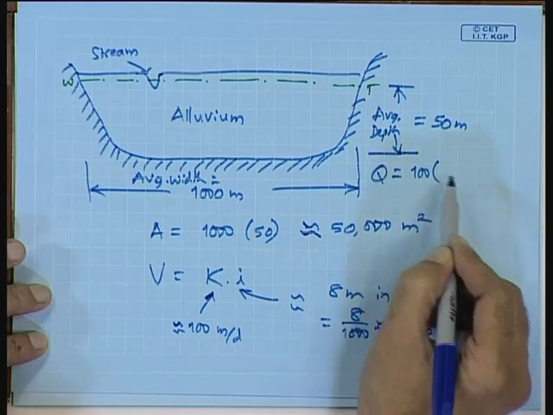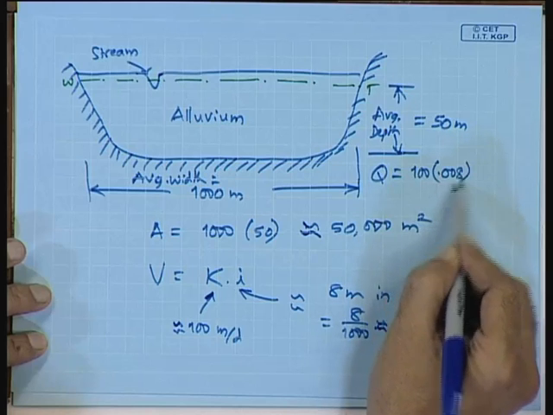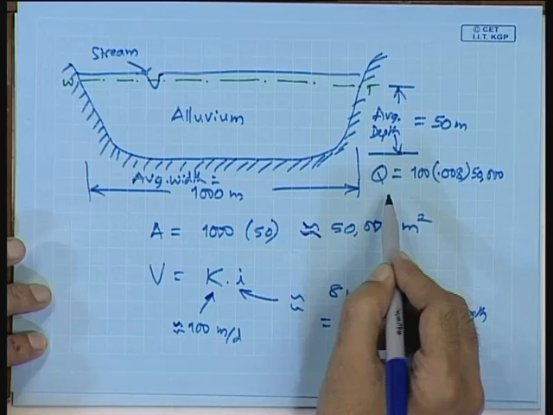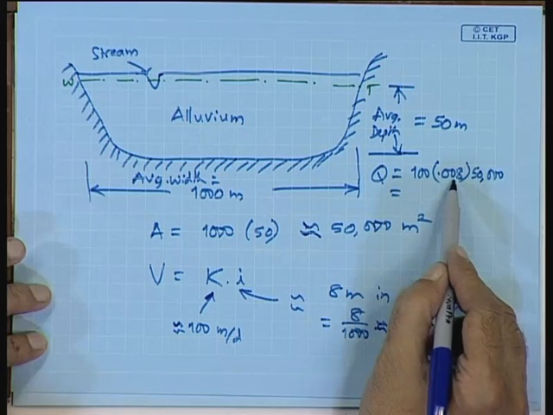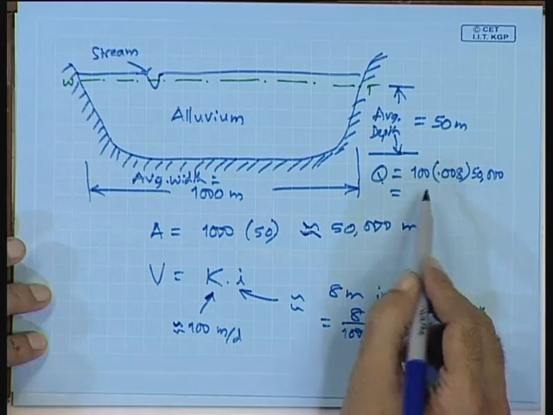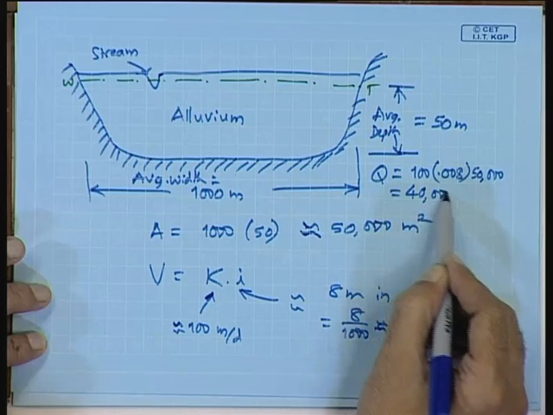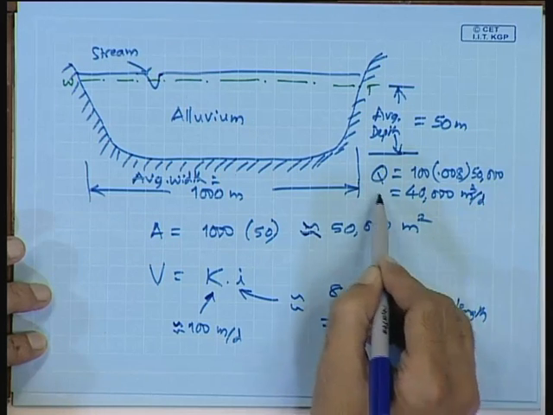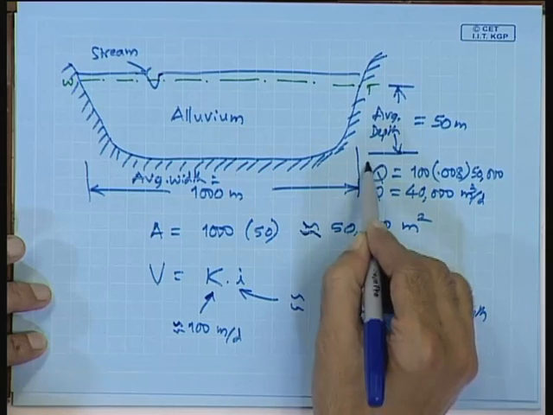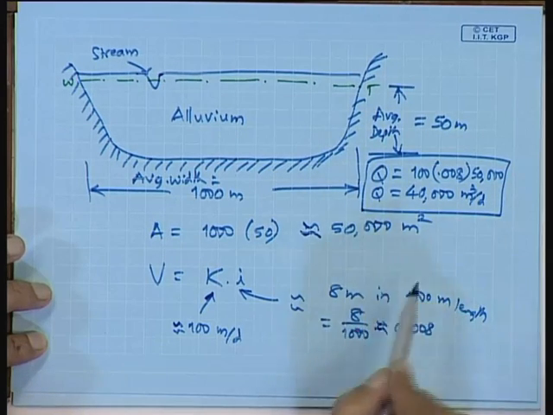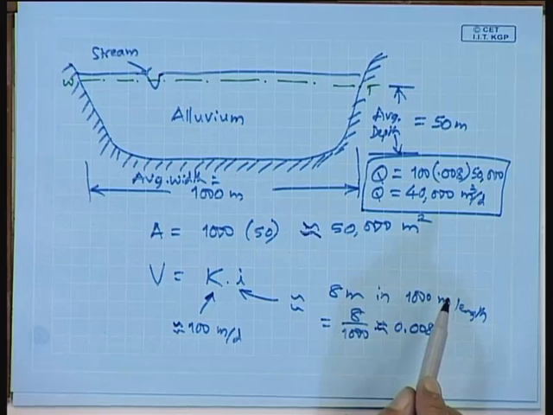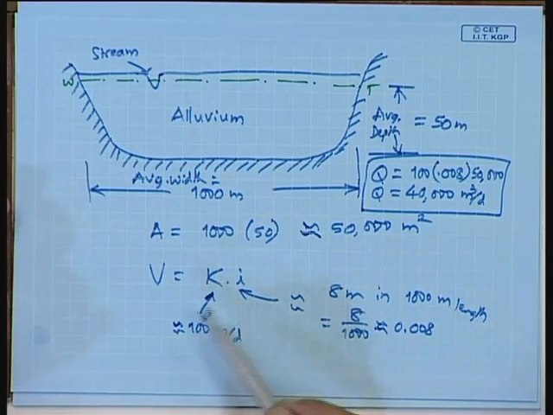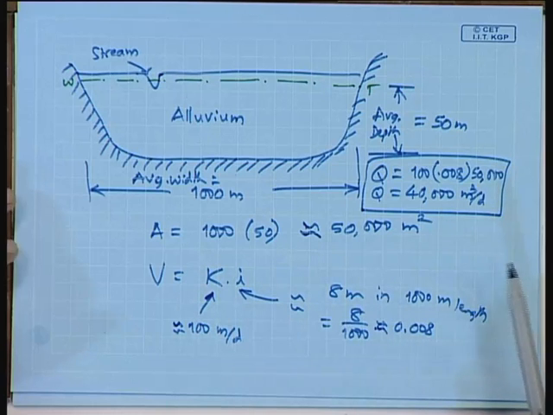100 into 0.008 into 50,000. So, this will be 50,000 into 0.8, so this is of the order of say 40,000 meter cube per day. So, this is our estimated value of groundwater flow. This is just to give an idea. So, basically here we need to estimate each of the three parameters.